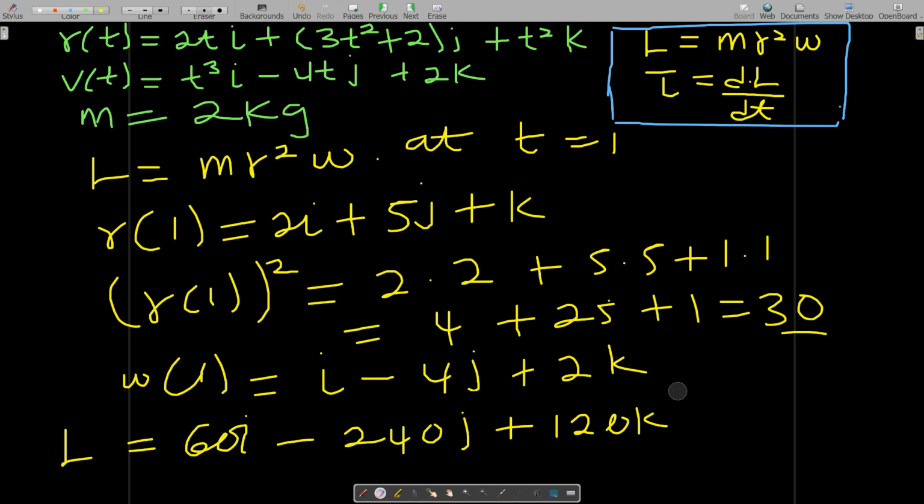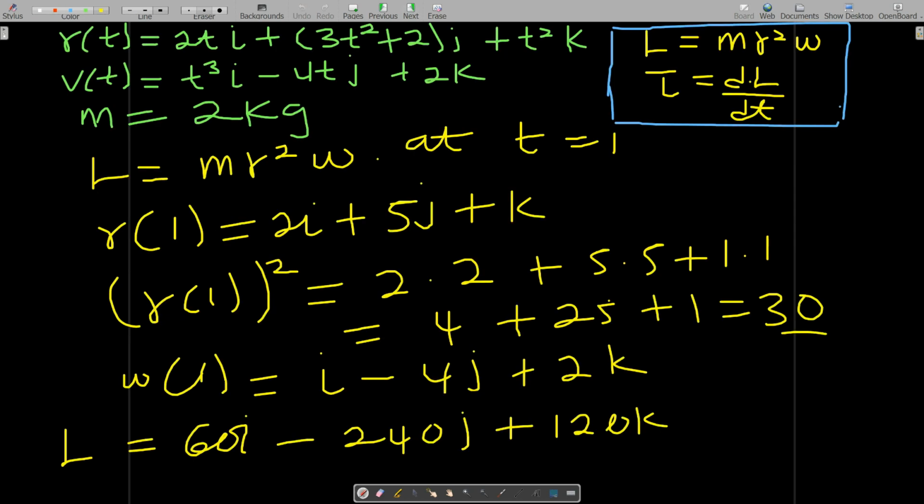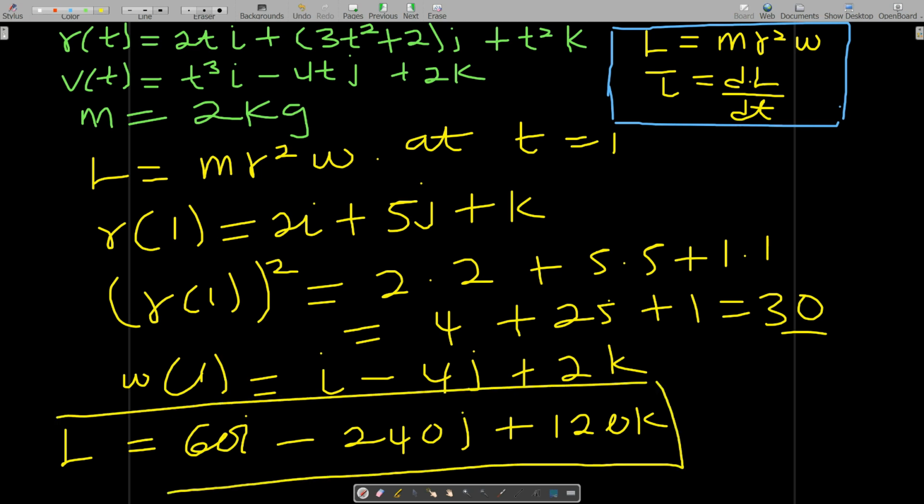Okay, so we are supposed to calculate the angular momentum. Let's go and check the question again. Alright, so calculate the angular momentum at time t equals 1 second. So it means we are done with this first question. Let's go to the torque. I hope you can see the answer, so keep this answer. Alright, now let's erase everything and try to do the torque.